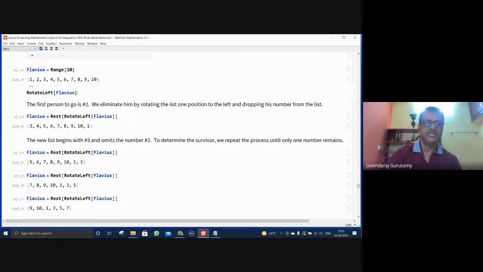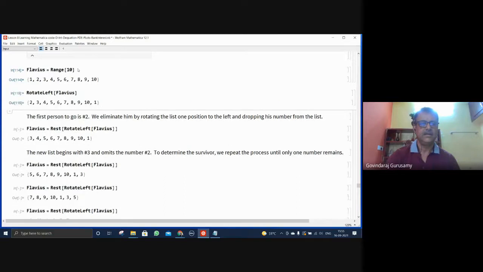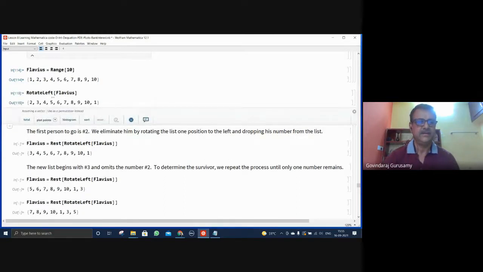What is going to happen now? Range, and rotate. We have done the rotation now. Rotate left. It's been rotated below, and the first has moved to the last one now.